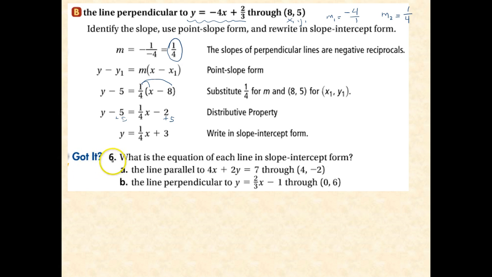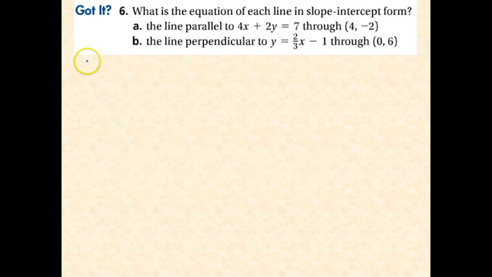Alright, so number 6. Pause and see if you can figure this guy out. Alright, so for A, we start with 4x plus 2y equals 7. And we want to get a line parallel to that, but that goes through the point 4, -2. So 4, -2 is going to be our x1, y1. And how are we going to figure out slope? Well, I suppose we could put this into slope-intercept form.